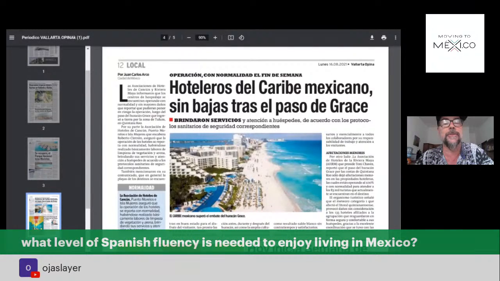And in the meantime, I will come to this question here. What is the level of Spanish fluency needed to enjoy living in Mexico? It really depends on where you are living, viviendo en Mexico. If you're living in an area like Puerto Vallarta, you can pretty well get by speaking almost no Spanish, okay? There's enough people here, especially in the área de turismo, which is tourism, who are going to have a basic understanding of English that they're going to be able to get by. And your level of Spanish at this point is probably less than their level of English.